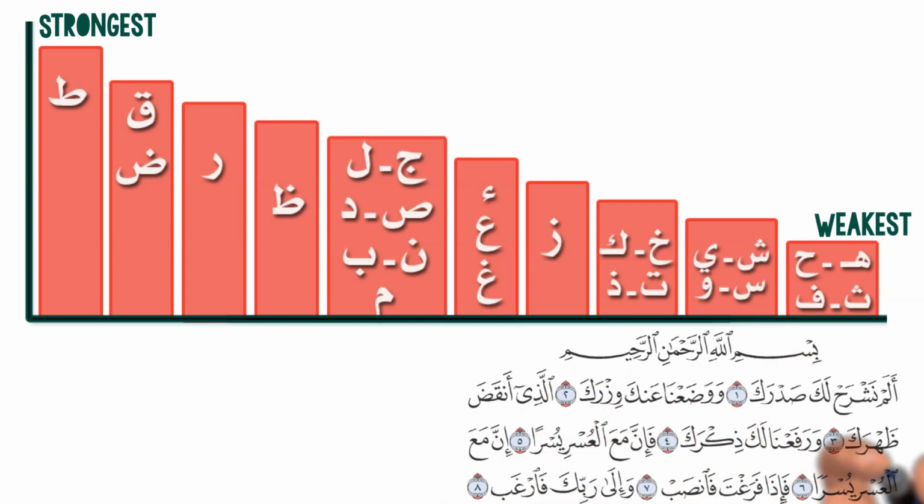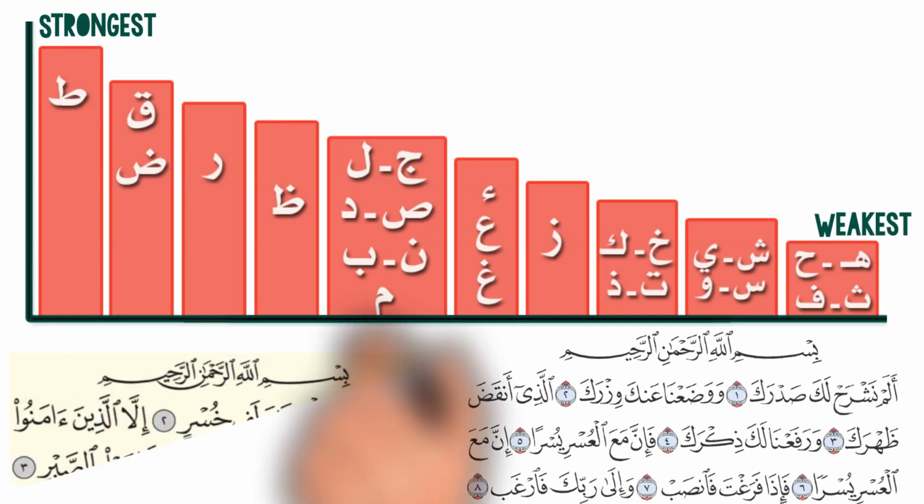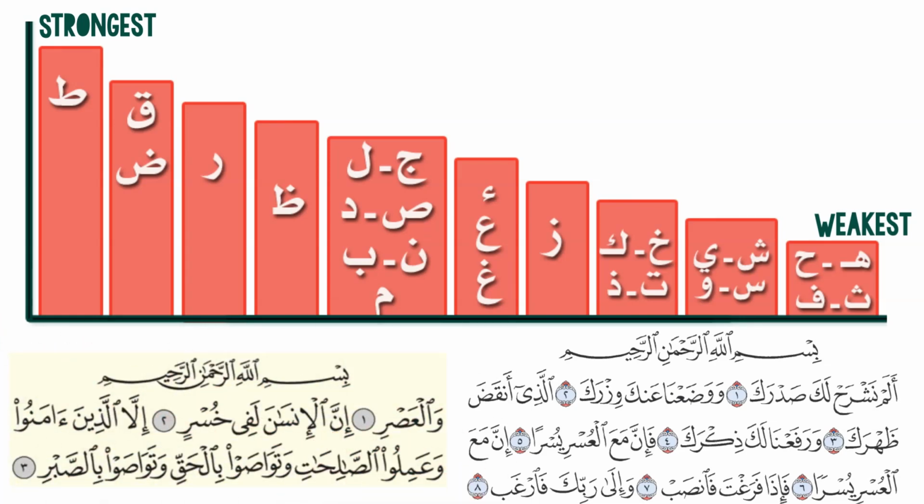In the middle, the second level in strength, the qaf and dod, same level, then ra, then dha, then jim, lam, sad, dal, noon, ba, mim, share, the same level, then hamza, ain, and ghain, and then the za alone, then kha, kaf, ta, and dal, then sheen, yasin, waw. And the weakest, as we have mentioned before, ha, ha, fa, fa. Now we can apply in reading these 2 surahs.